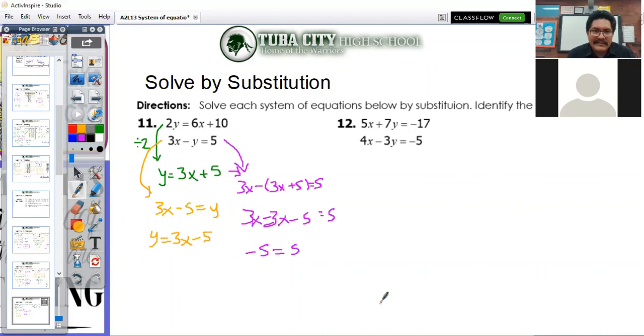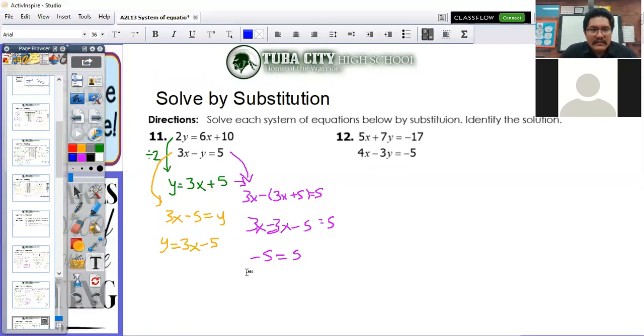However, this is a false statement. Negative 5 equals 5. They are not the same thing. 5 and negative 5 are not the same thing. So in this case here, there is no solution. And if I graphed it, you would see that they both have the same slope. So if they have the same slope, that would mean that they are parallel. So we found 2 different ways to prove that this is a no solution. One, the slopes match without the y-intercepts matching. And if we try it algebraically, we get a false statement.